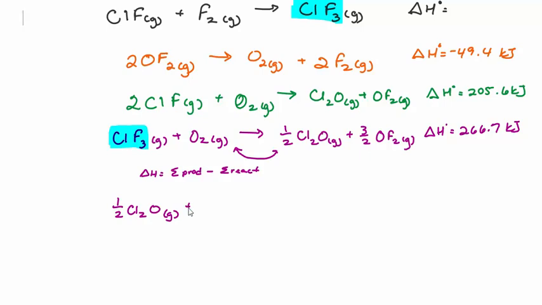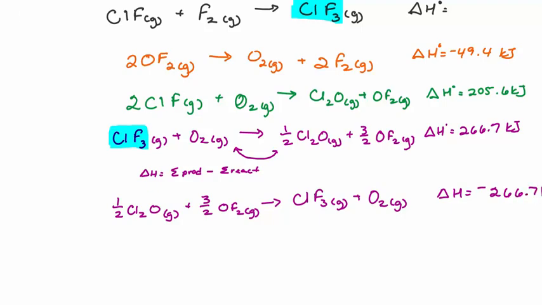Now we can flip-flop our products and reactants, and we can write this as 1/2 ClO plus 3/2 OF2, and then put what's currently on the reactant side on the products. But when we do that, we have to change the sign of our delta H, because we keep the same values, but we're flip-flopping these, and because we're flip-flopping these, the sign changes. So now I have my ClF3 on the product side. That's helpful. So that was the purple equation.